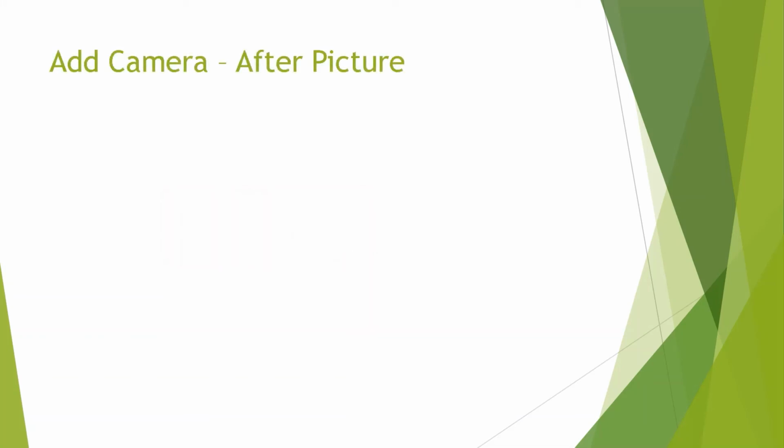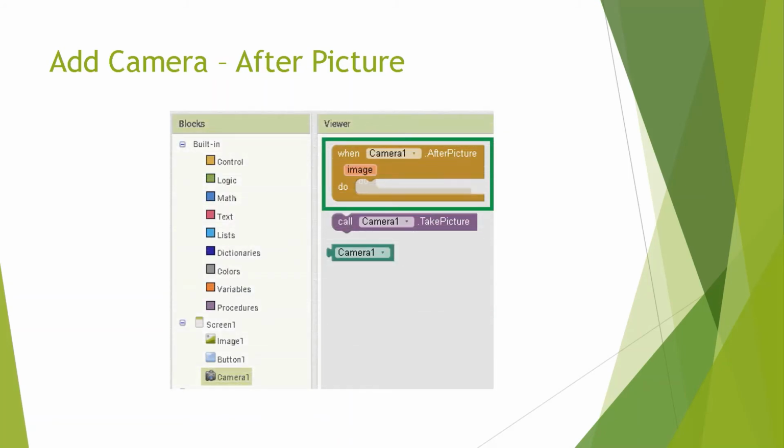From left side Blocks, select Camera 1. Then select the event, After Picture. Drag it in the Blocks white area.